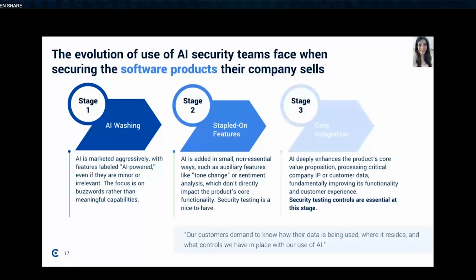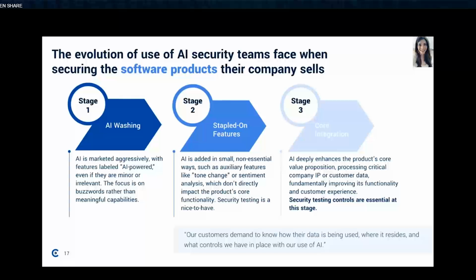I have a customer quote here. "Our customers are demanding to know how their data is being used, where it is residing, and what controls we have in place." This is something quite common that Caroline and I hear when we talk to our customers that are coming to us for pen testing of AI applications.